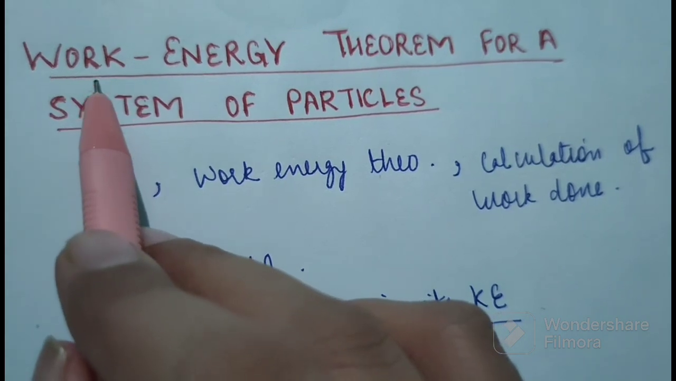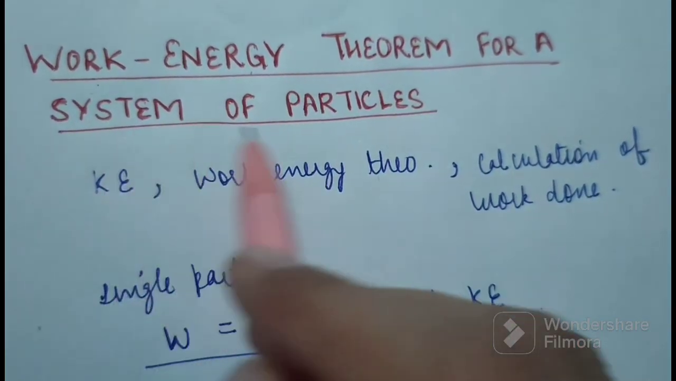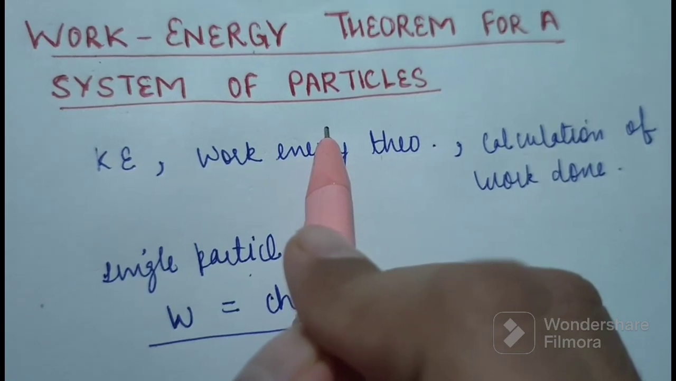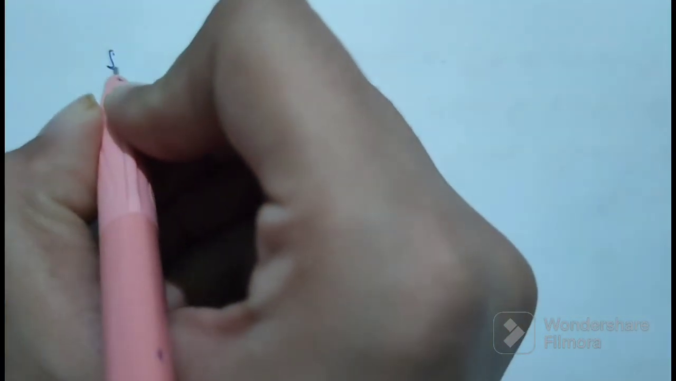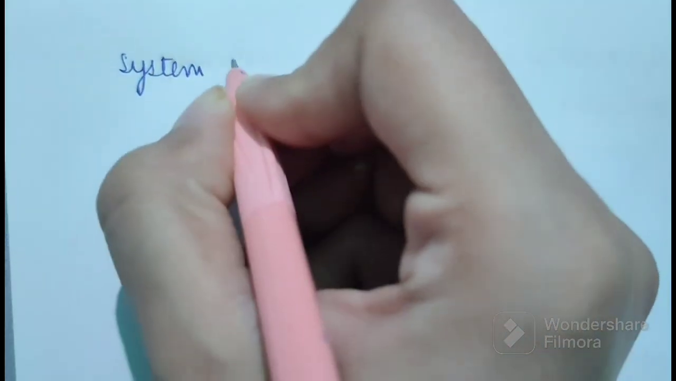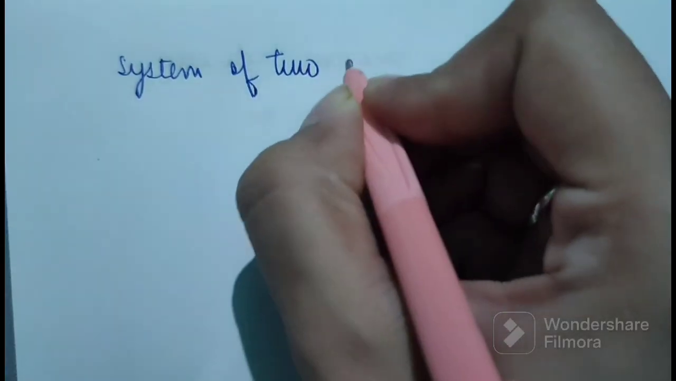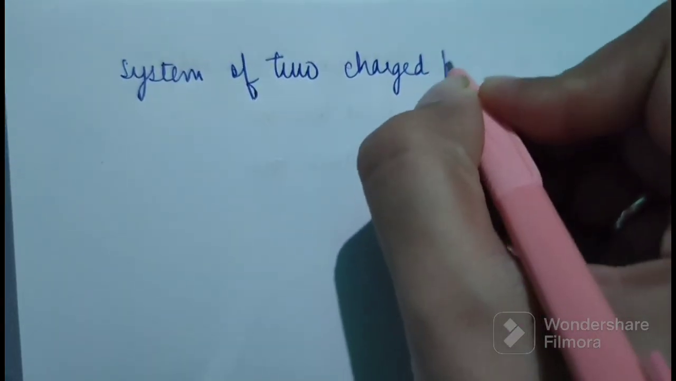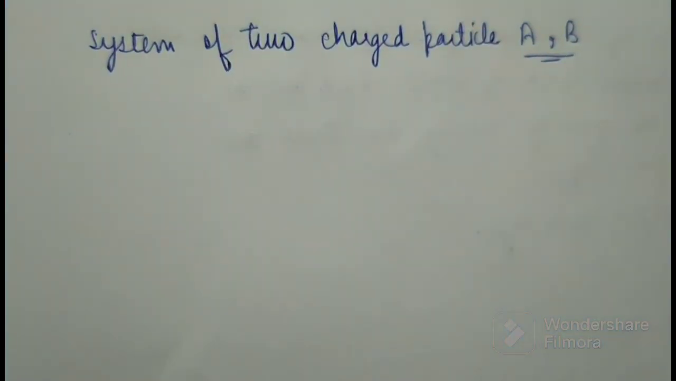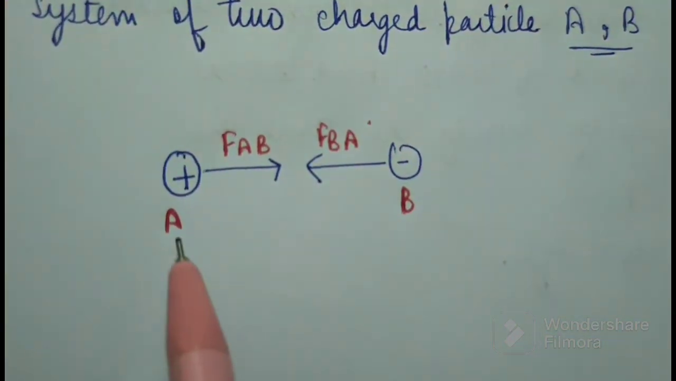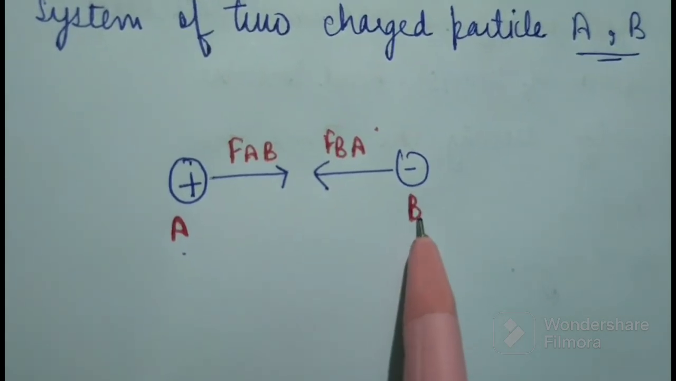So in this topic today, work energy theorem for a system of particles, we are going to take a system in which there are more number of particles. Let's take a system of two charged particles A and B. Let A be a positive charge and B a negative charge.